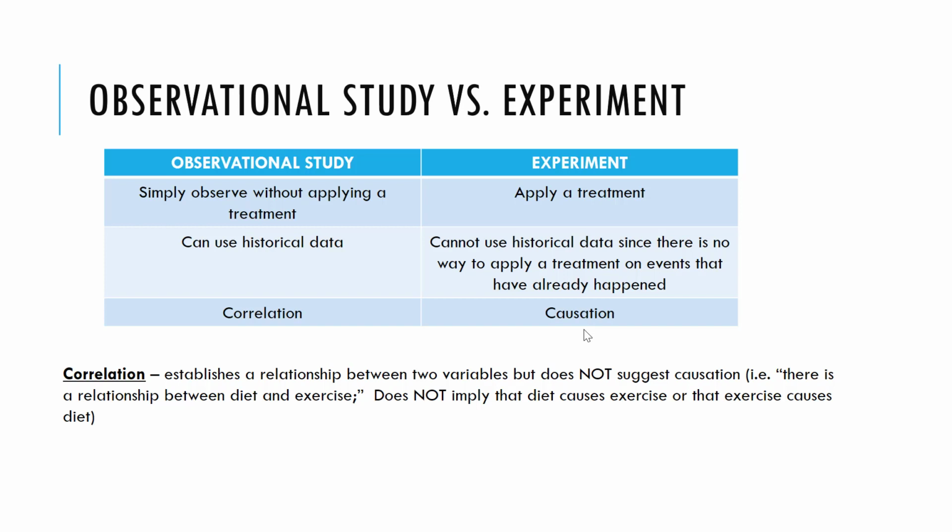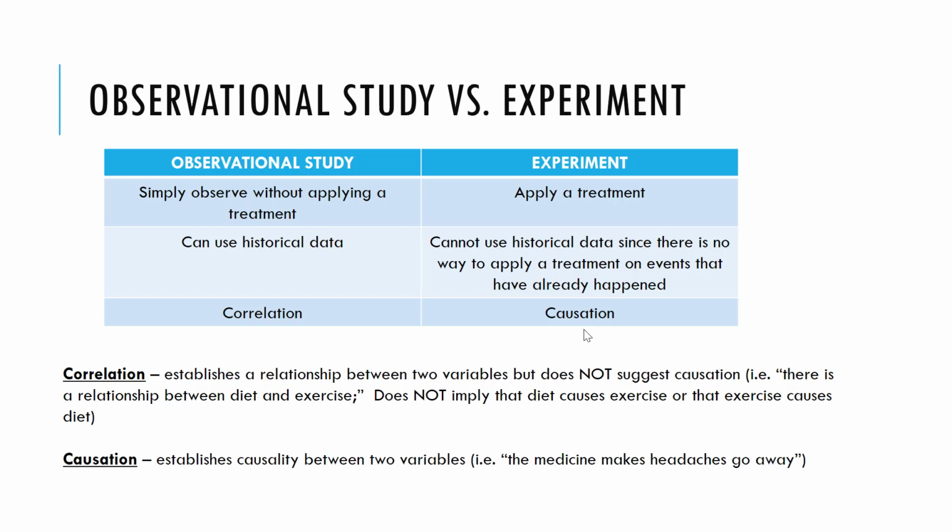Correlation means that we are establishing a relationship between two variables, but it does not suggest causation. For example, you might be able to prove that there was a relationship between diet and exercise. That is correlation. Correlation does not mean that diet causes exercise or that exercise causes someone to be on a diet. That would be causation. Conversely, causation establishes causality between two variables. So, for example, you might say that the medicine that you take is making your headache go away.